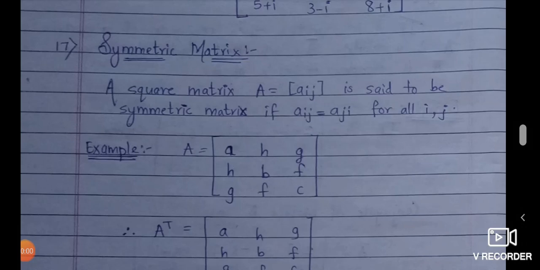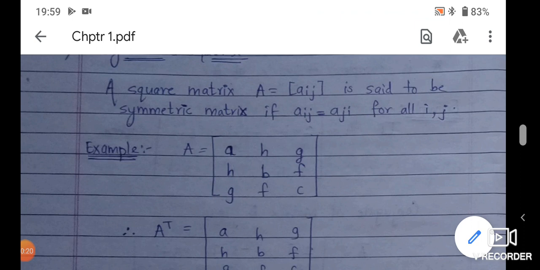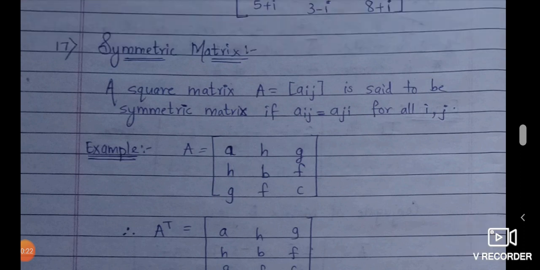Okay, so the next type of matrix is the symmetric matrix. A square matrix A is said to be symmetric if Aij equals Aji. Aij is the element of the matrix A, where i denotes the row number and j denotes the column number. If Aij is the same as Aji, then we say that the matrix is symmetric. Aij equals Aji means what? A12 is the same as A21, or A13 is the same as A31, and A23 is the same as A32, right?